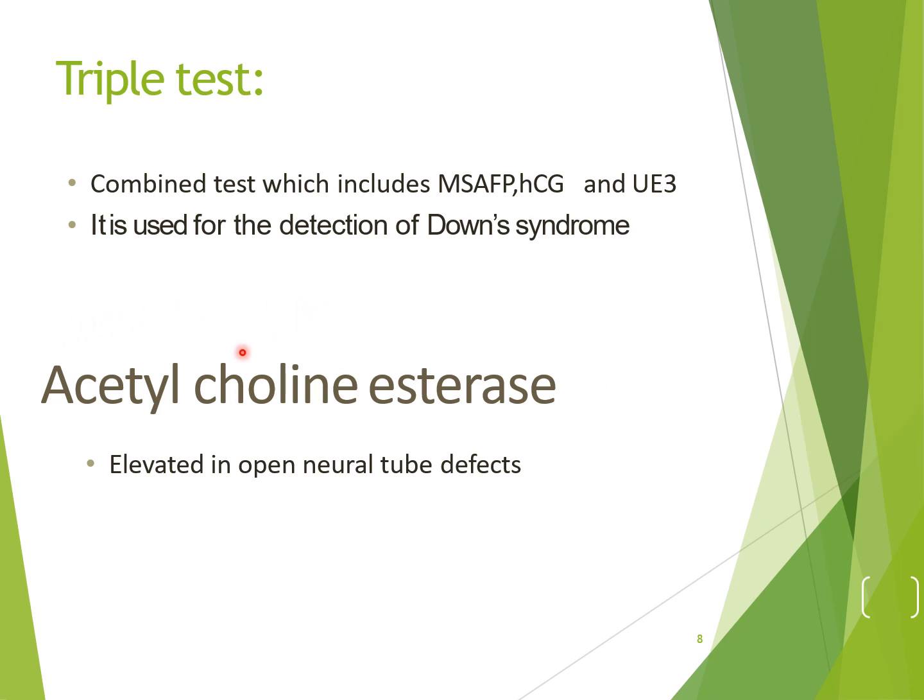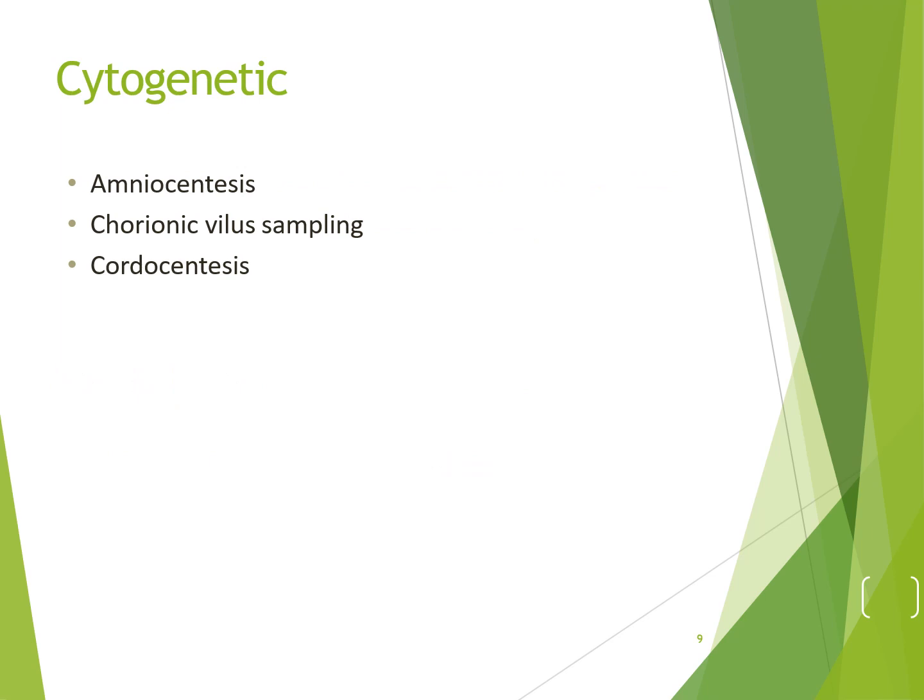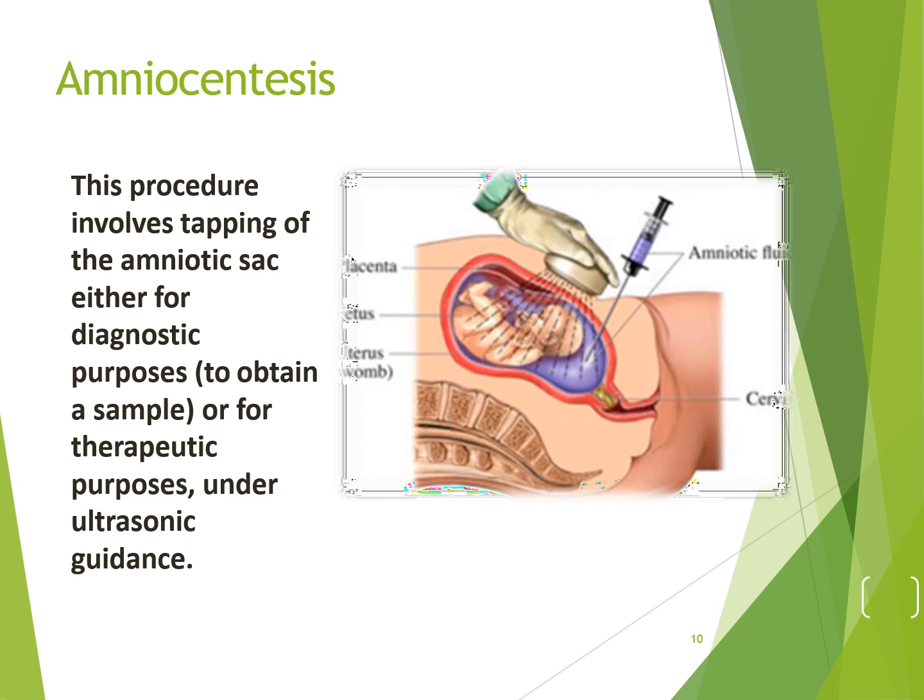Next one is acetylcholine esterase. Elevated levels of this acetylcholine esterase you can see in the case of neural tube defects of the baby. Next is the cytogenic test. The cytogenic tests include amniocentesis, chorionic villus sampling, and cordocentesis. Now we are going to see amniocentesis.